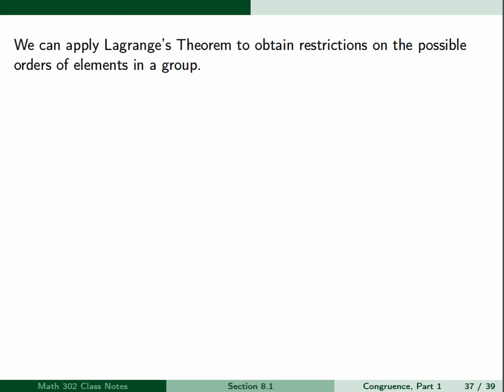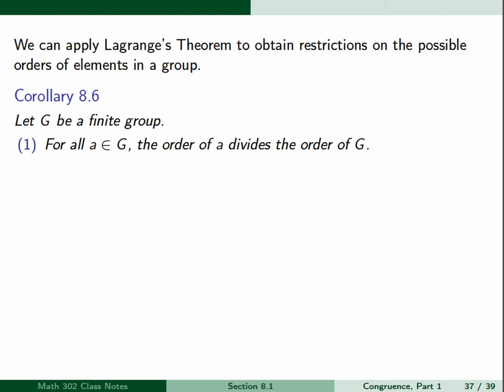Now, we can apply Lagrange's theorem to obtain restrictions on the possible orders of elements in a group. This is a corollary to the theorem, Corollary 8.6. Let G be a finite group. Then first, for all a in G, the order of a divides the order of G. And second, if the order of G is equal to k, then a^k is equal to the identity e for every a in G.